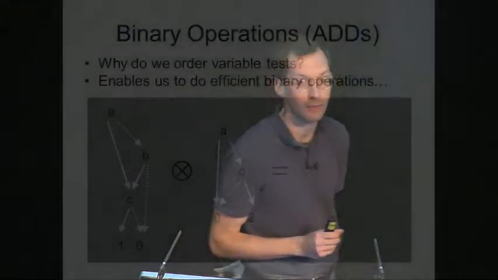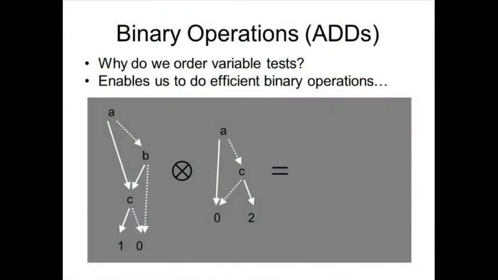Okay, now I want to point out that ADDs are not only compactly represented functions, the operations on them exploit their structure. So there's something called the apply operation in the ADD. It allows you to apply any binary operation to two functions. So here's two functions that I want to multiply. Okay, how do I exploit their structure when I multiply them?